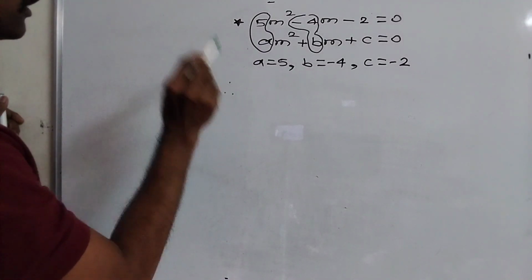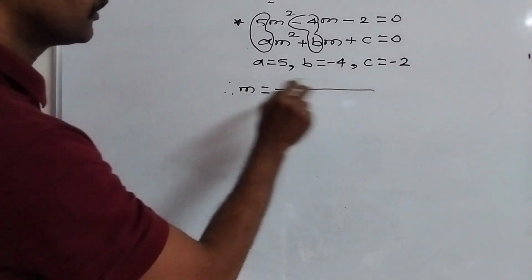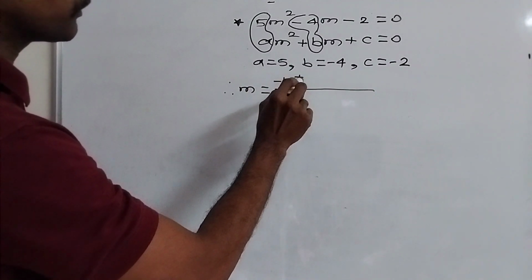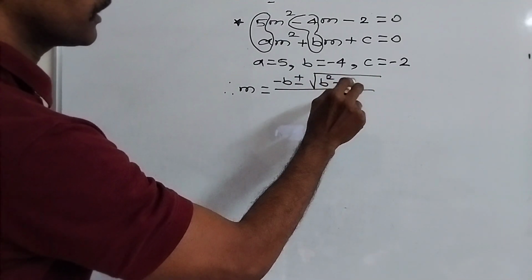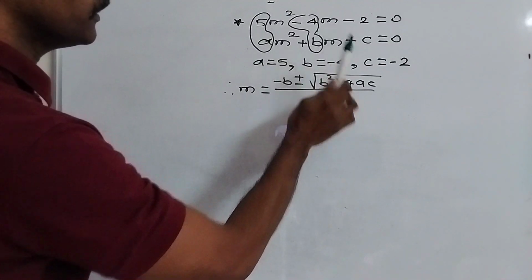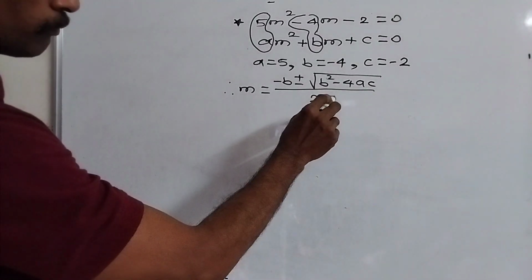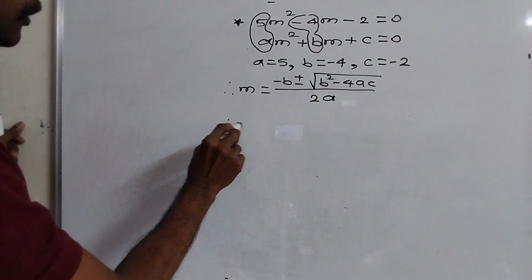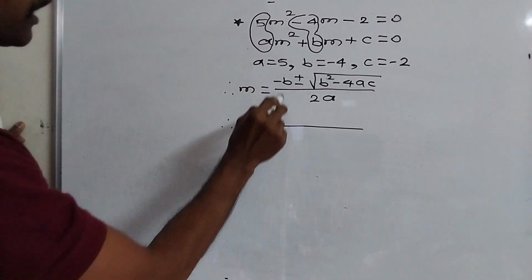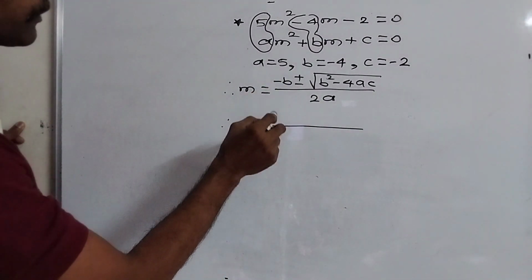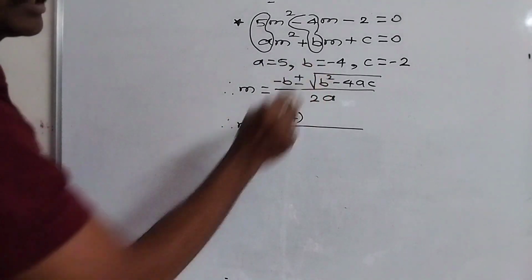Now our formula: m is equal to minus b plus minus square root of b square minus 4ac upon 2a. This is our formula. Now we substitute values. m is equal to minus b, so we write minus and then we put the value of b. Value of b is minus 4.